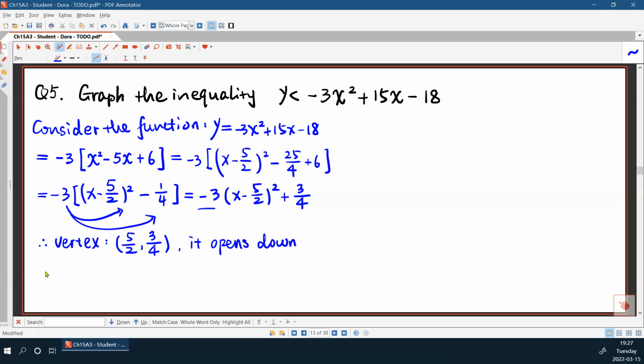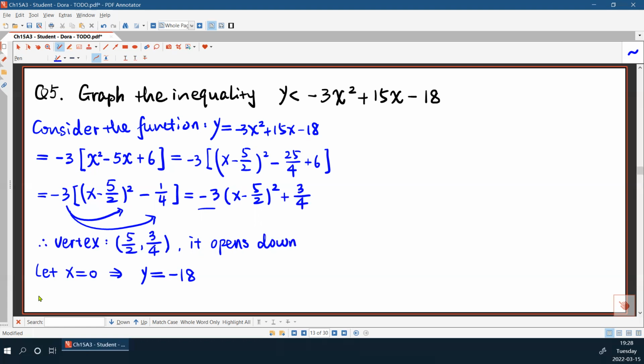Next, we find its x and y-intercepts. So we can let x be 0 to find its y-intercept. If x is 0, we put it in the original expression, right? That means y is 0 plus 0 minus 18. So y is -18. That means the y-intercept is 0, -18, right?